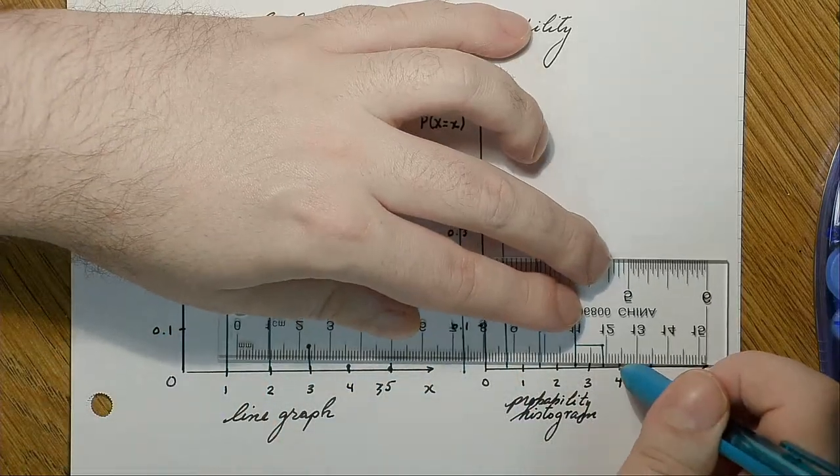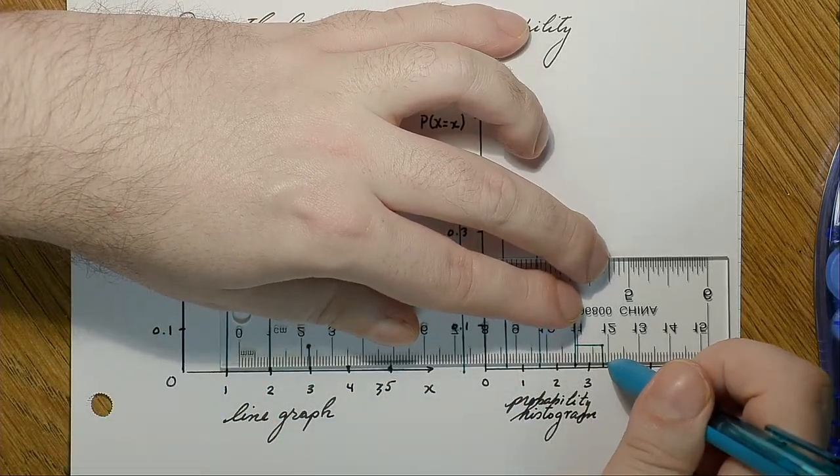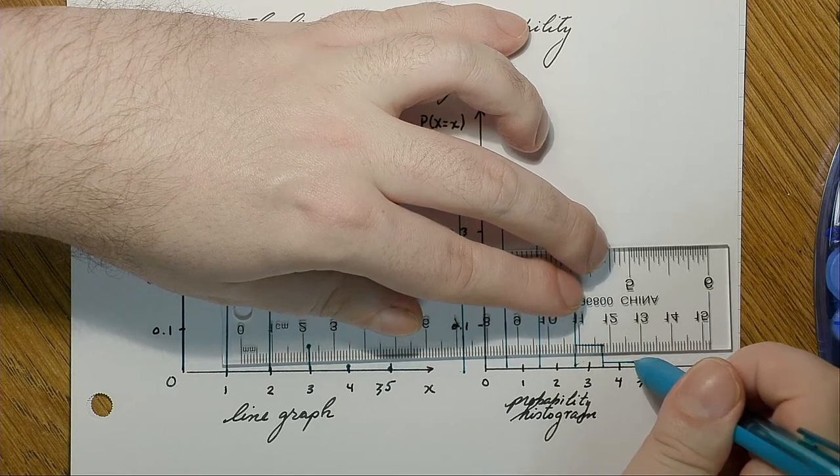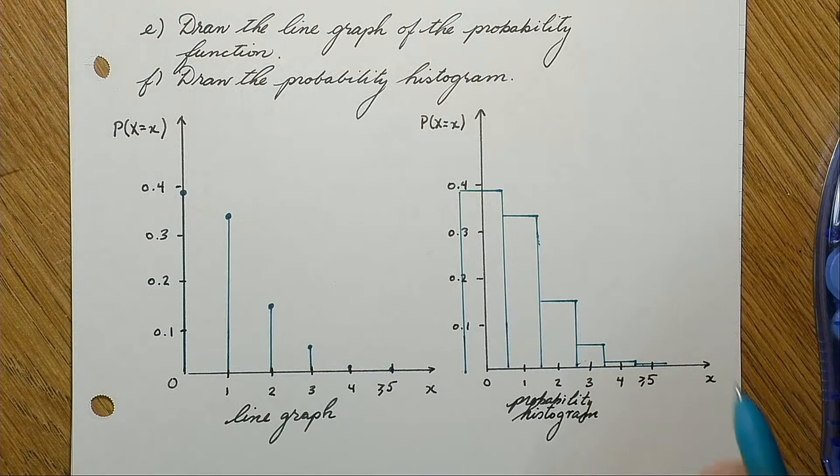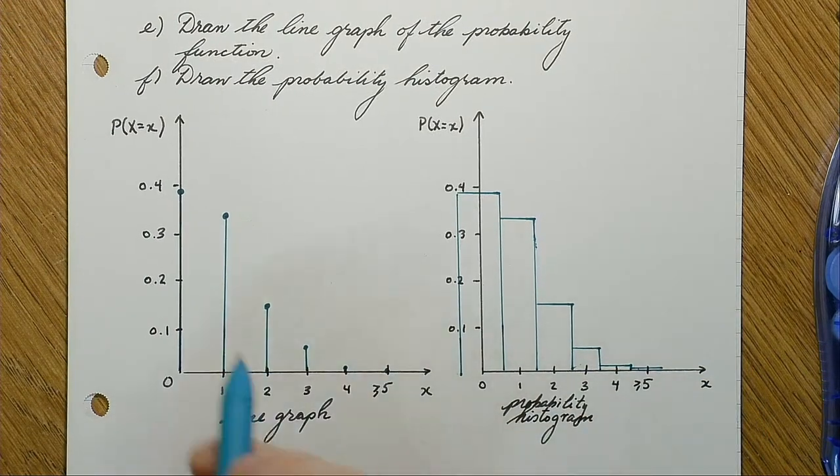Finished. There we go. Okay. So there's our line graph and the probability histogram.